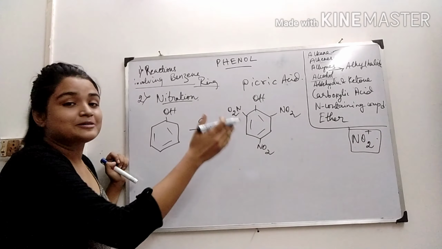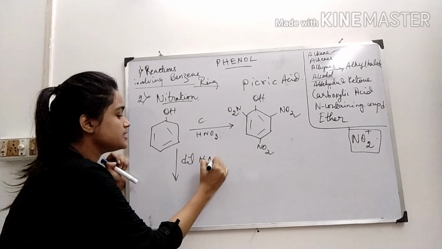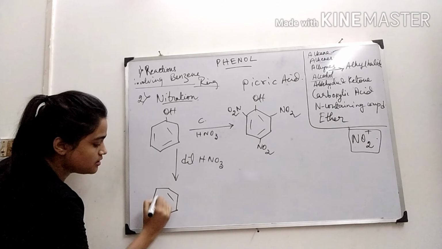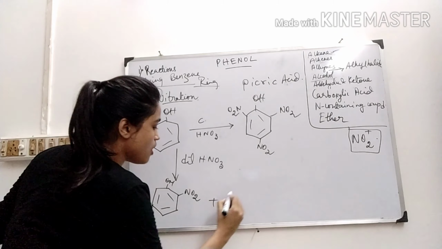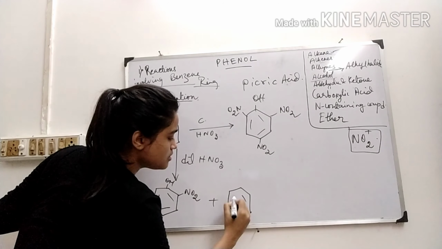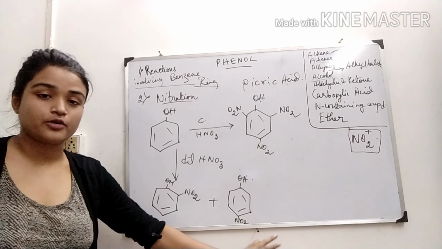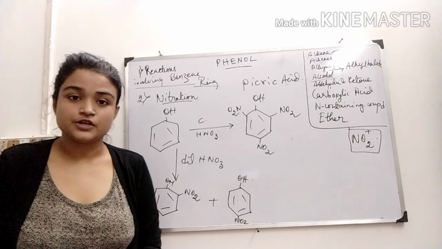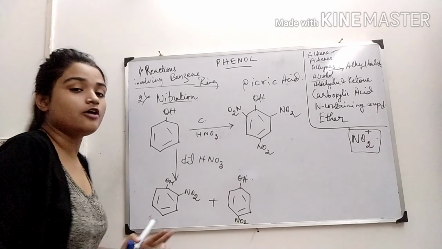But if I want to limit the substitution at one position only, in that case, I have to use dilute nitric acid, where one ortho product will be formed and one para product will be formed. So this will be the major product. 30 to 40% of this para product will be formed. This is somewhat lesser in percentage. So this is the nitration of phenol, where we can get this kind of products.